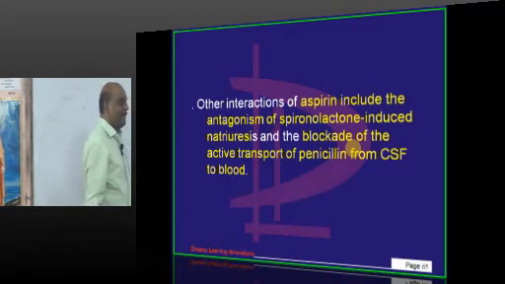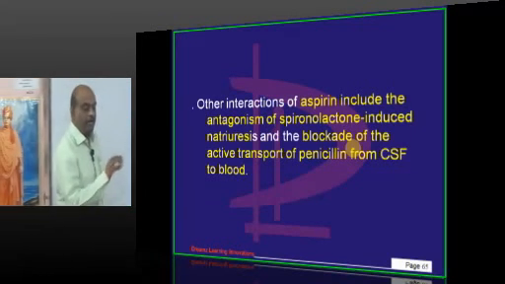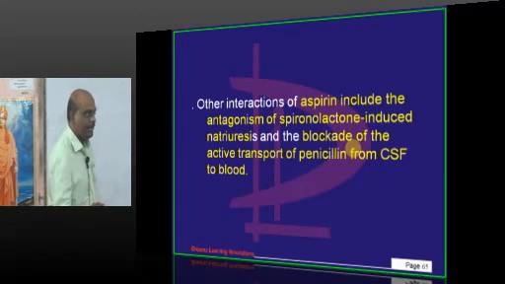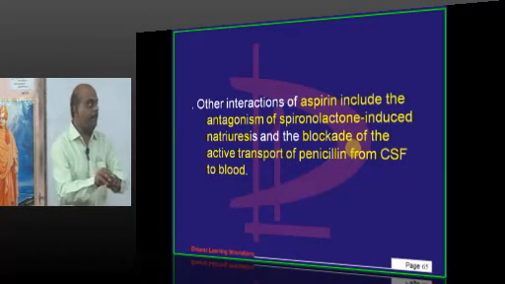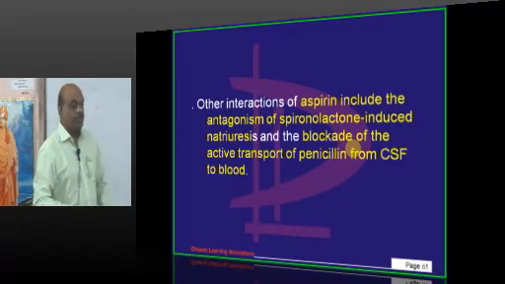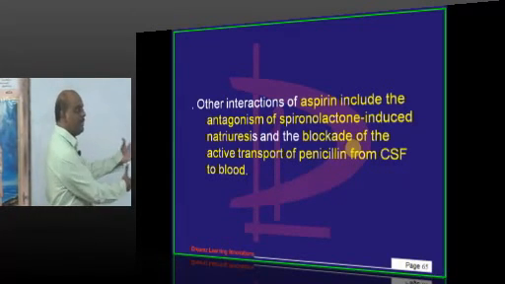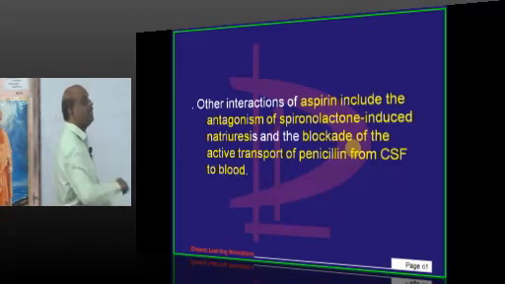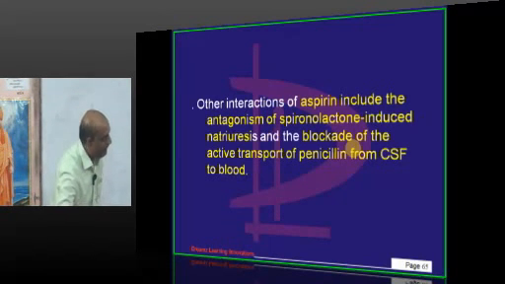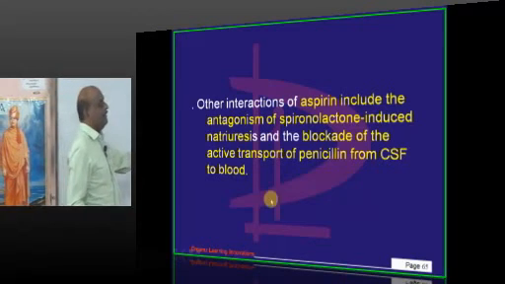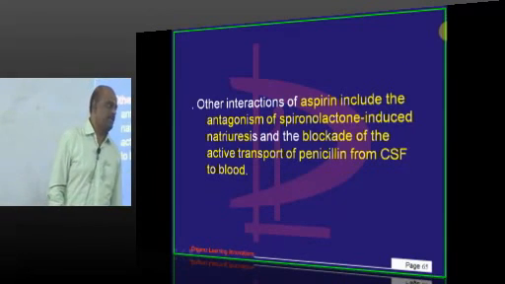spironolactone. Why? Because spironolactone, if you give, it will go to the mineralocorticoid receptor, the aldosterone receptor. It prevents aldosterone from binding with the receptor, so that the sodium and water retention doesn't occur in the kidney, so that the congestive heart failure doesn't worsen. Hence we use spironolactone. But in the same patient, if you happen to use aspirin, aspirin antagonizes.